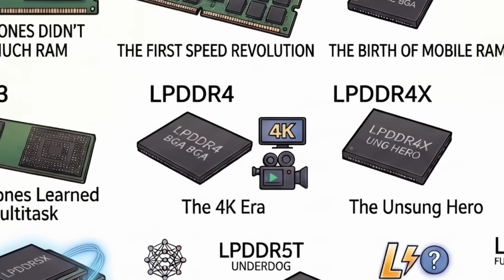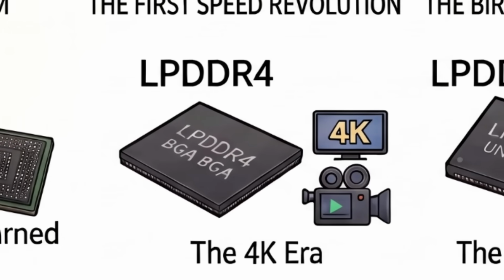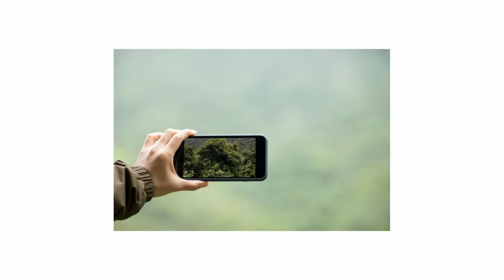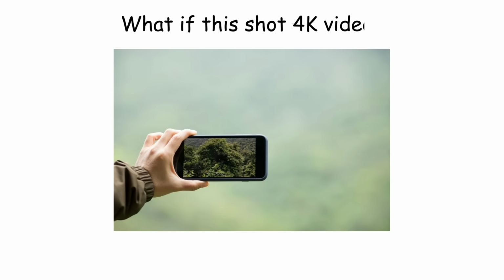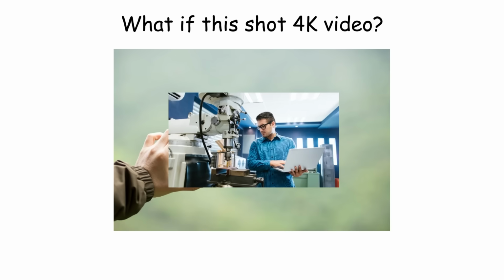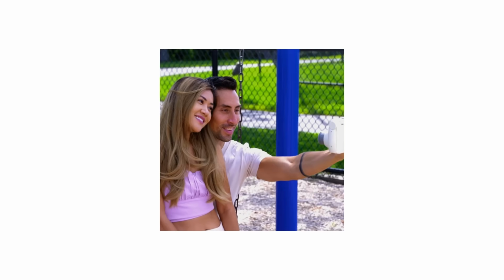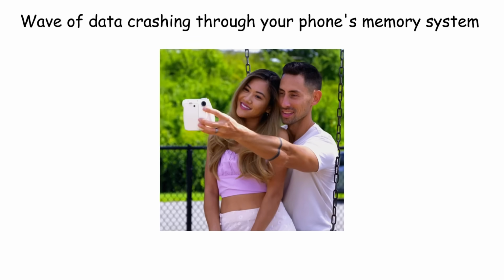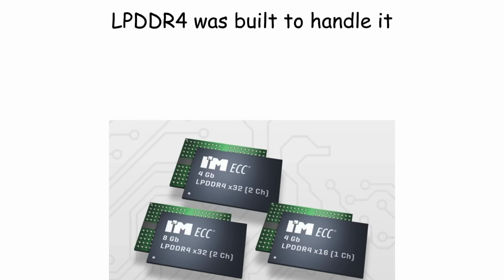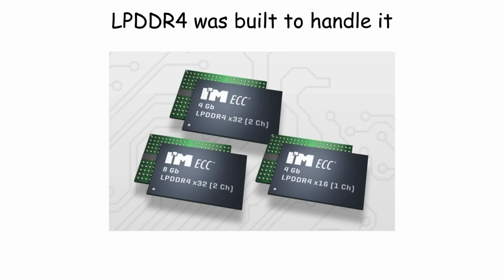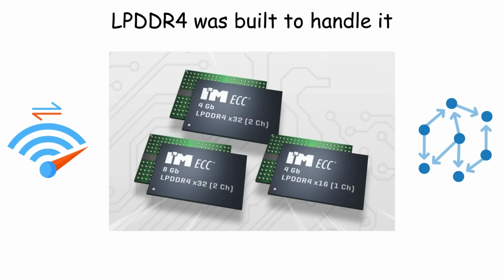Chapter 6. LPDDR4. One day, someone looked at their phone camera and thought, what if this shot 4K video? And RAM engineers had to scramble. Because 4K video is not like taking a photo. Every single second of footage is a massive wave of data crashing through your phone's memory system. LPDDR4 was built to handle it.